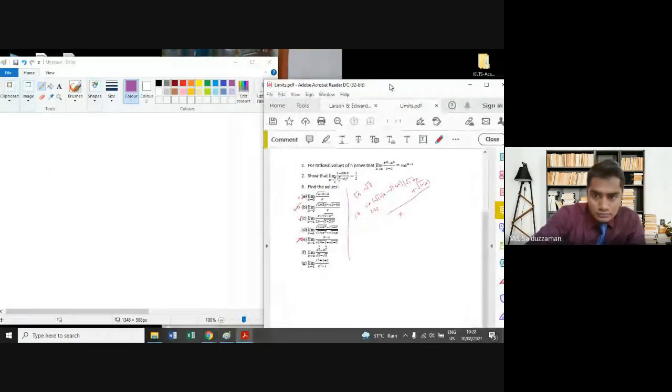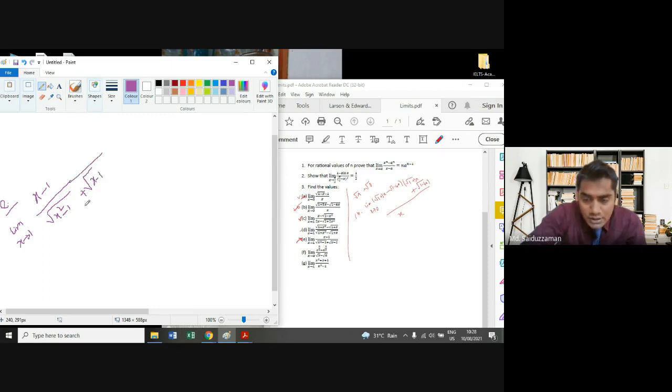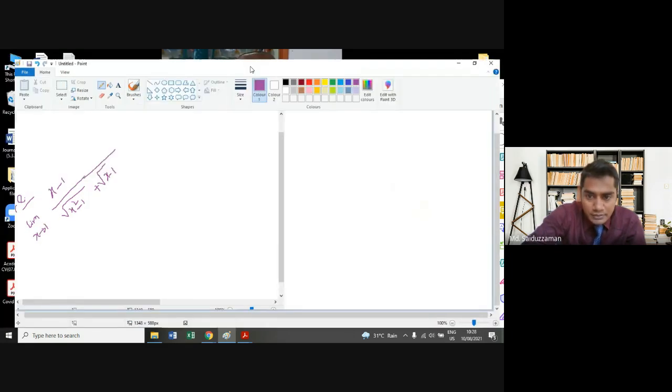So number E. I will give you the sheet. Okay. Limit x tends to 1, (x minus 1) divided by (square root of x squared minus 1 plus square root of x minus 1). Okay, isn't it? Okay, let's see.